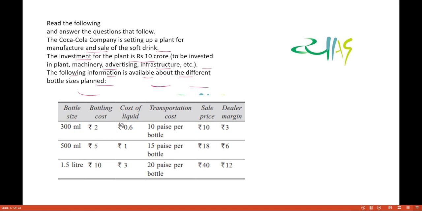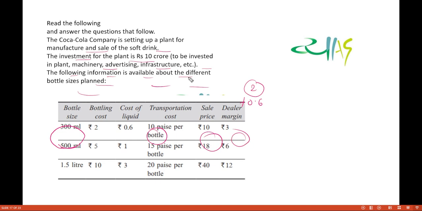So what is the information available? The cost of bottling is 2 rupees. Okay, cost of bottling is 2 rupees. Cost of liquid is 0.6 rupees in case of 300 ml bottle. Cost of transportation is 10 paise. Sale price is 10 rupees. Dealer margin is 3 rupees. Okay, so dealer margin is 3 rupees.